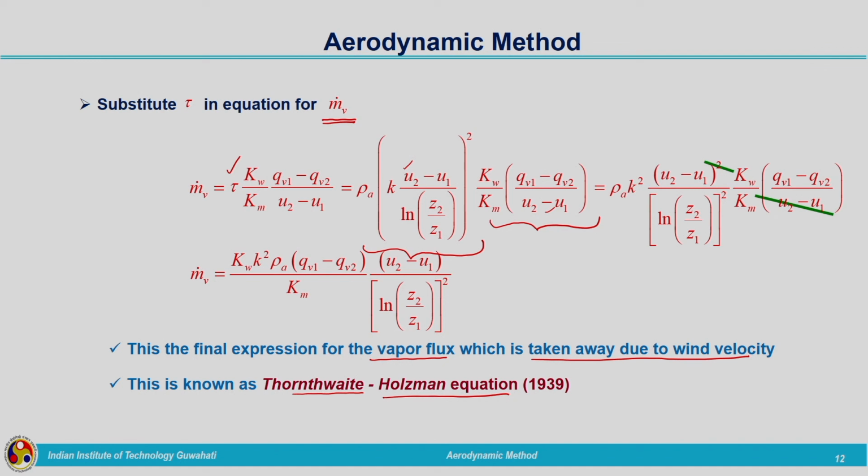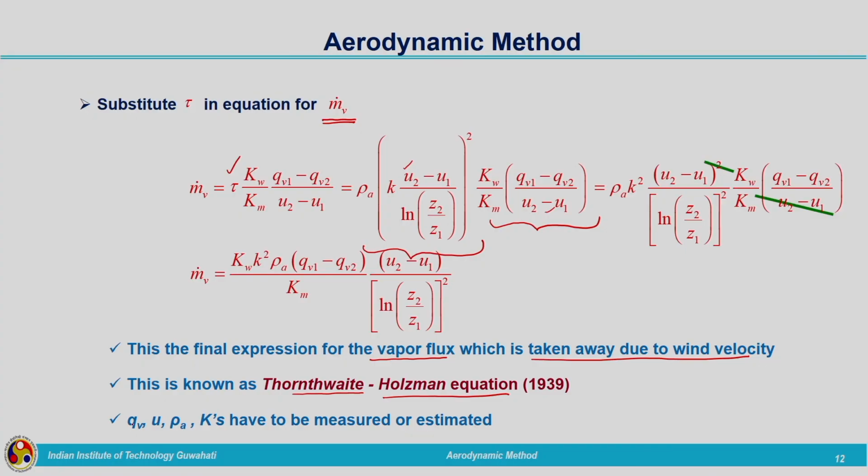So, this equation is based on the aerodynamic method. The equation which is derived based on the aerodynamic method is termed as the Thornthwaite-Holtzman equation. Now, we are having different terms, right? QV1 and QV2, that is the specific humidity at levels Z1 and Z2. And different Ks are there, these things have to be measured or estimated.